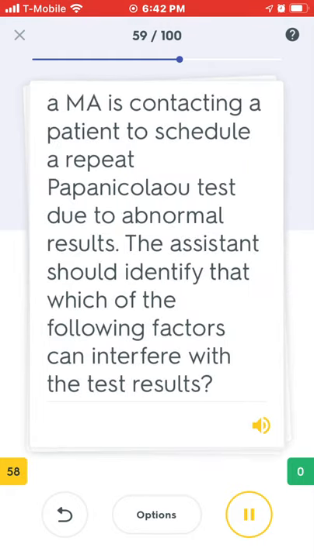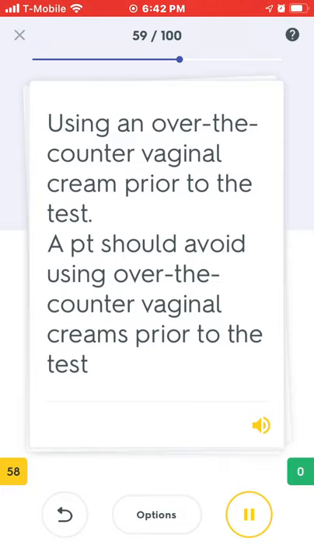A MA is contacting a patient to schedule a repeat Pap and E. coli test due to abnormal results. The assistant should identify that which of the following factors can interfere with the test results. Using an over-the-counter vaginal cream prior to the test. A patient should avoid using over-the-counter vaginal creams prior to the test.